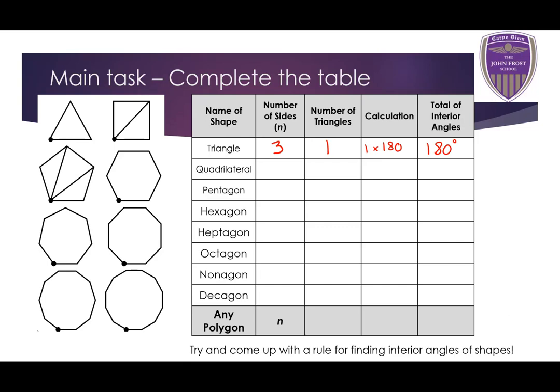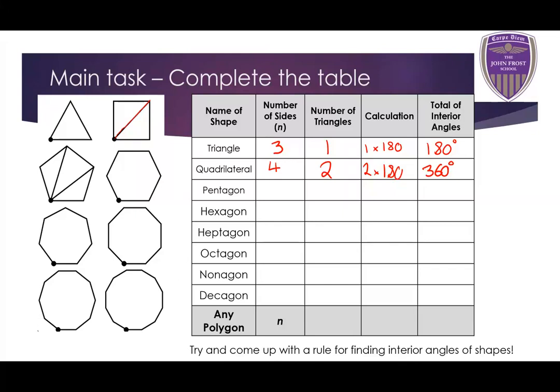For the quadrilateral, or the square over here, if we draw one line, we've got 2 triangles. Sorry, start from the beginning. It's got 4 sides. It has 2 triangles. So our calculation will be 2 times 180, and that is equal to 360 degrees.